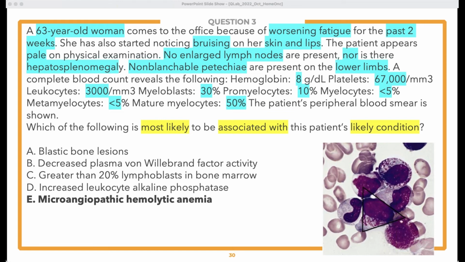And then blastic bone lesions, again, a lot of different cancers like prostate cancer, breast cancer, not what we're getting at here. So definitely another tough question here.